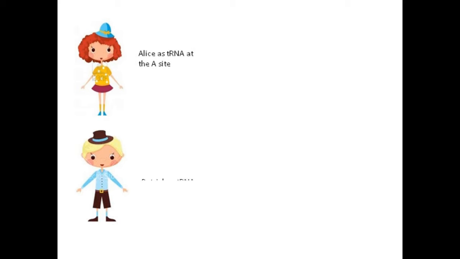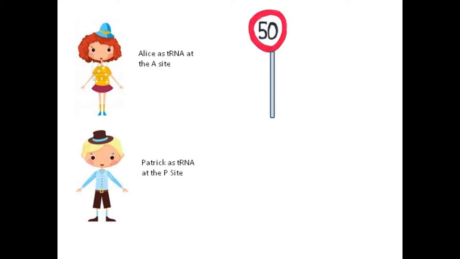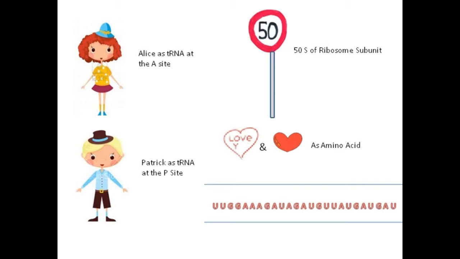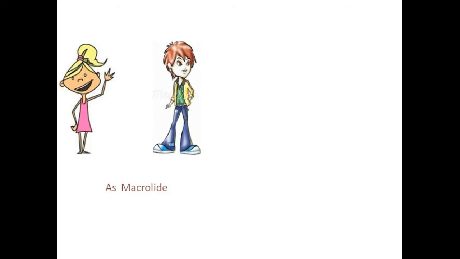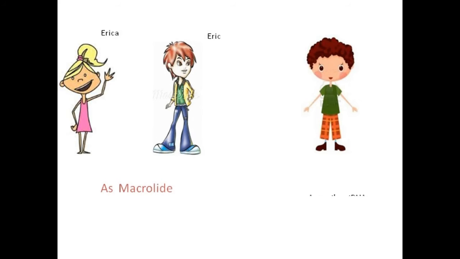Let's meet the characters now. First, the girl named Alice represents the tRNA in A site. The guy named Patrick is the tRNA in P site. The road sign with a number 50 is representing the 50S ribosome subunit, while the love shapes represent the amino acid and the road with all the alphabets on it represents the mRNA with their codons. And of course, the main character, which is the macrolide, erythromycin, is represented by both Erica and Eric. And lastly, this guy represents another new tRNA.